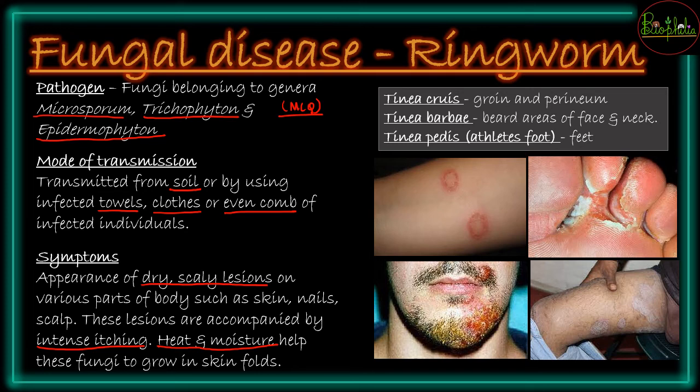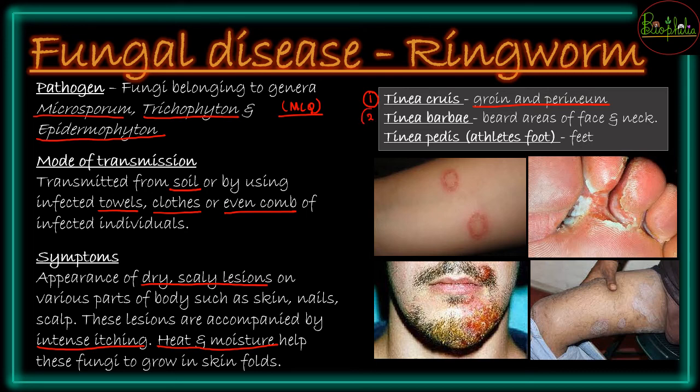The first one is Tinea cruris, which grows in the groin and the perineum area. So the groin is between your two legs. There is a chance that these fungal ringworms will grow very easily there, because this is a place where moisture can come very quickly because of sweating, or because after bathing you are not cleaning properly. These fungal diseases can grow very well in those areas.